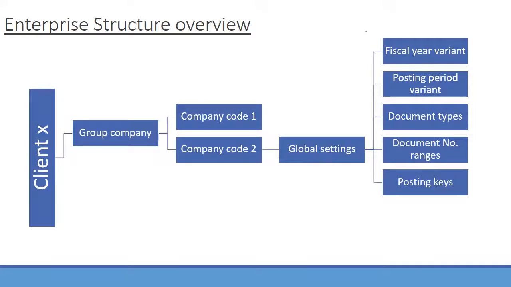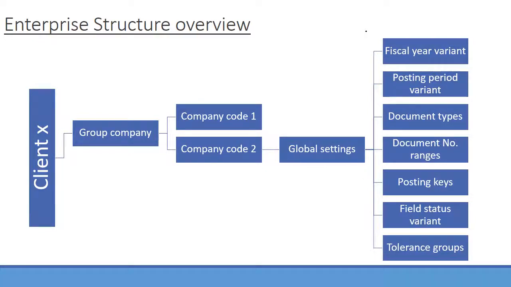Posting keys will decide which side of the transaction the posting is made, either debit or credit. The field status variant decides the look of the screen, that is, the data entry options that are available for the fields that are seen on the screen. These are classified as suppressed, display, required and optional settings. That is, whenever you make a data entry, you will either see a field or not see a field. When you see a field, it is either displayed, optional or required. So this is another very important global setting which is required to be done.